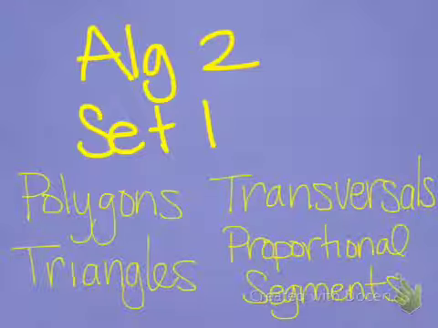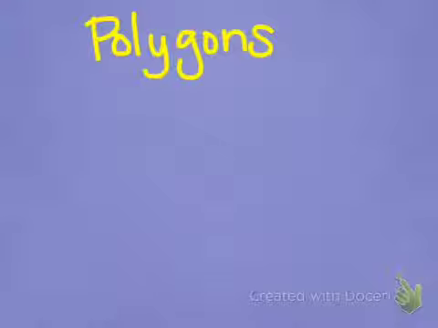Algebra 2, Set 1: Polygons, Triangles, Transversals, and Proportional Segments. Okay, so the first thing we're going to talk about are polygons.